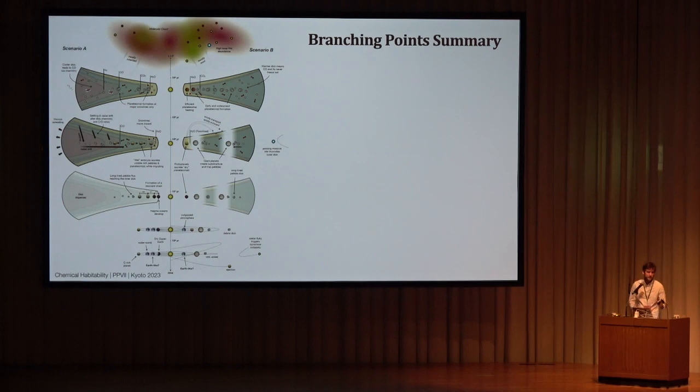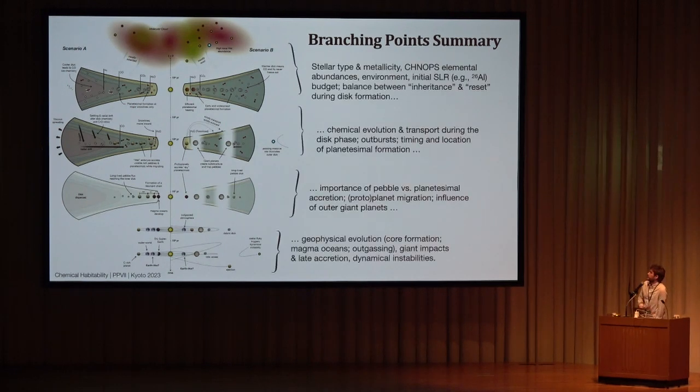Okay, I'll start wrapping up, I promise. So we identify all these potential branching points that control the total amount of CHNOPS in small rocky worlds. Environment is very important. It enters in a couple of these points. I didn't really have time to discuss it here. Geophysical evolution, as Tim and Mickey described yesterday, also very important. We have to do this all together.